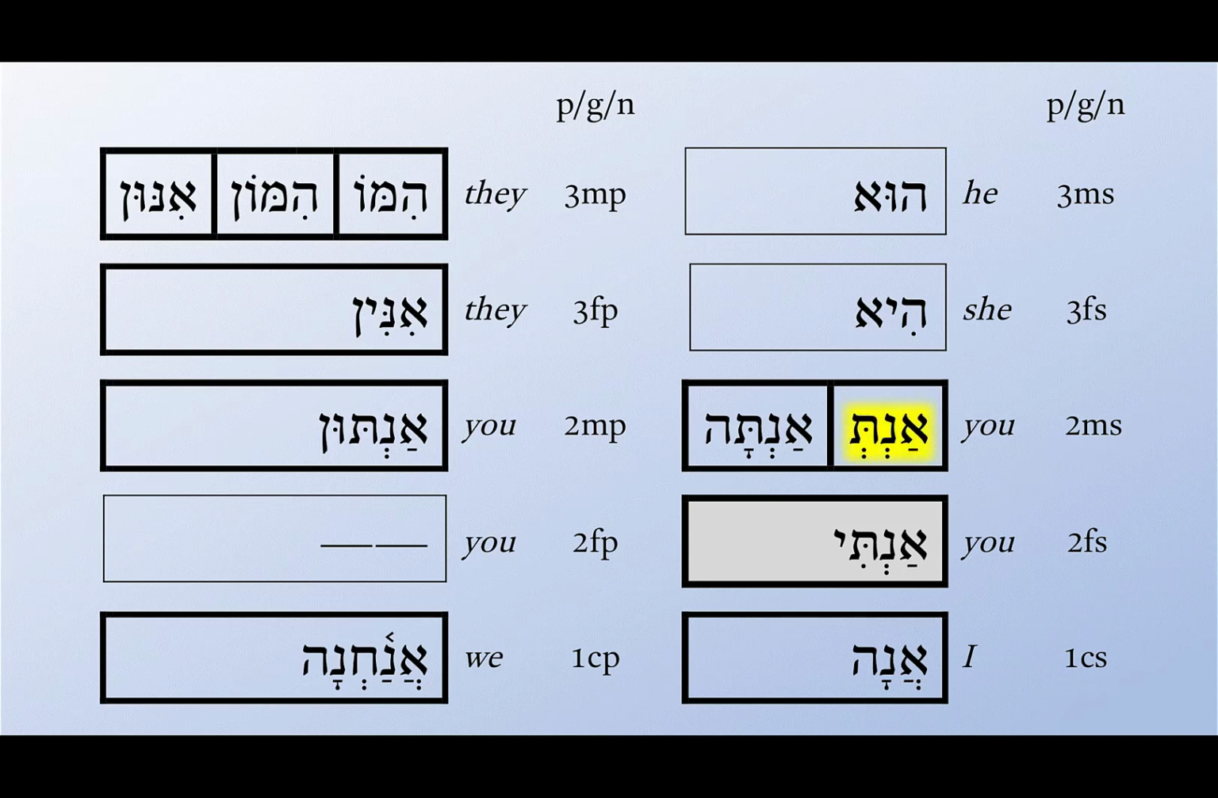Now, I'd just like to highlight there are two versions of the second masculine singular you. The first one is the Kare form. The second one is the Kativ form. So it's really the same word. It's just the difference in manuscripts. And then in the upper left, the they words are free variants.